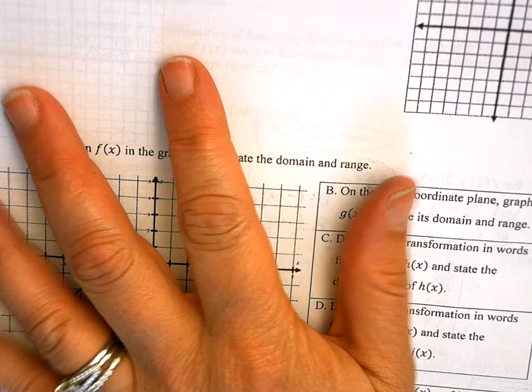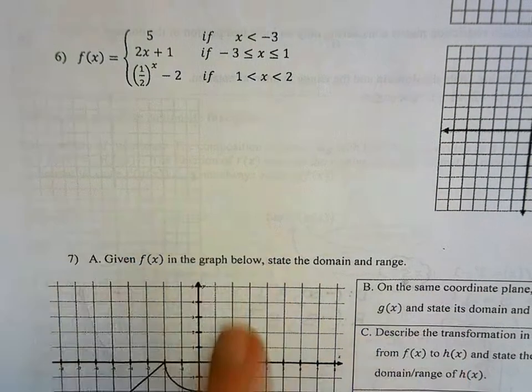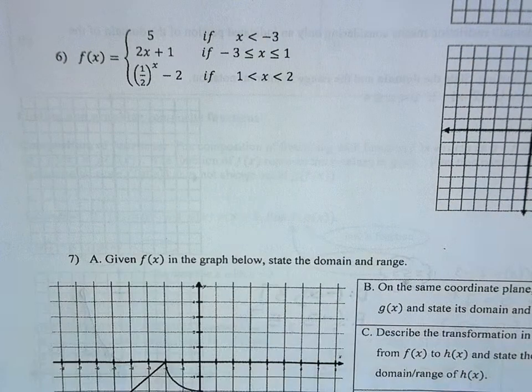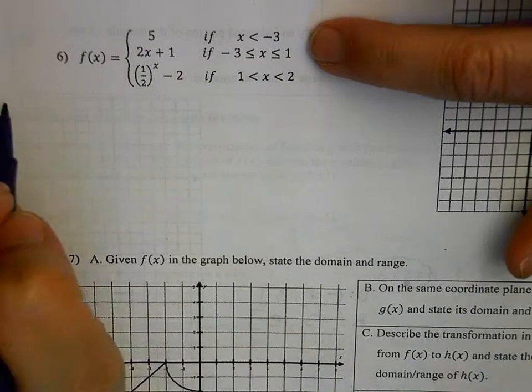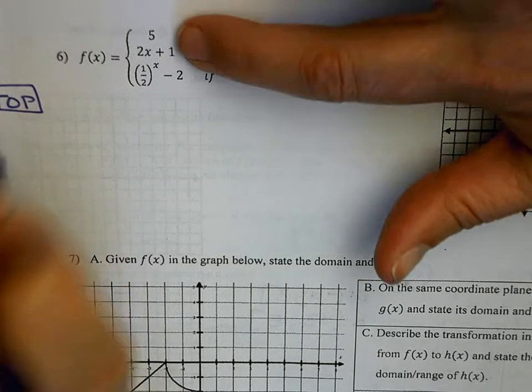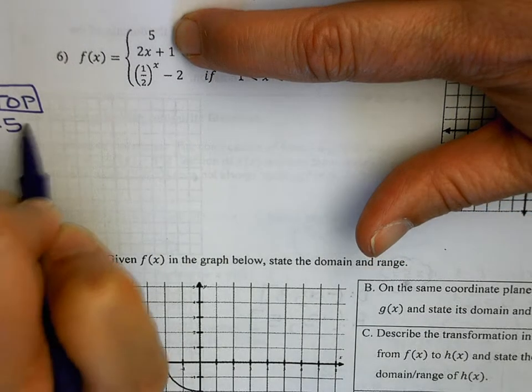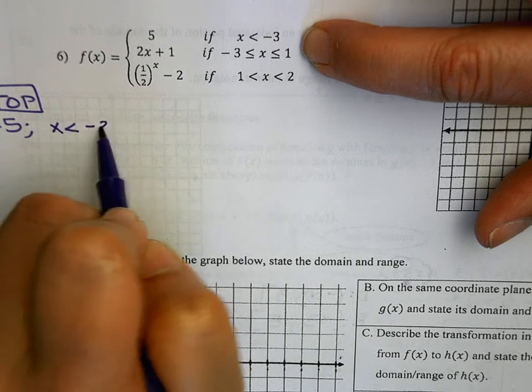Okay, so we're going to take a look at one more graph here. We're going to do number 6. So this time I have 3 pieces that I have to put together. So we'll start with the top equation. So that is y is equal to 5, and that's for if x is less than negative 3.